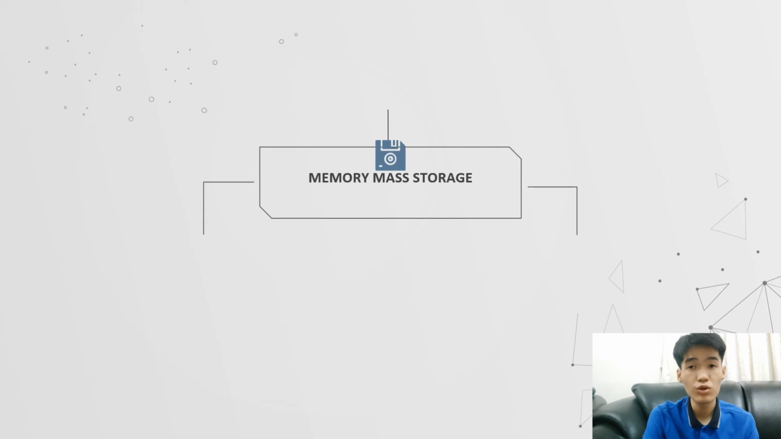Next, there are 3 types of memory mass storage, which are SSD, HDD, and SSHD. They are used to save all of our data, documents, and files. They all have different sizes, such as 128GB, 256GB, 512GB, 1TB, 2TB, and more.